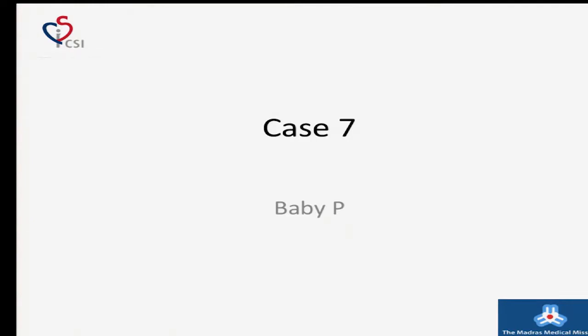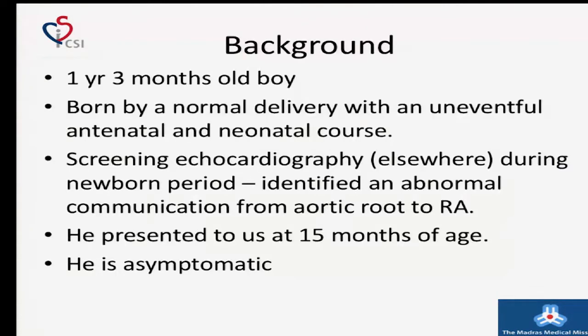The details of case number 7, baby P. He is a 1 year 3 months old boy born by a normal vaginal delivery with an uneventful antenatal and neonatal course. The screening echocardiography done elsewhere during the newborn period identified an abnormal communication from the aortic root to the right atrium. He presented to us at 15 months of age.